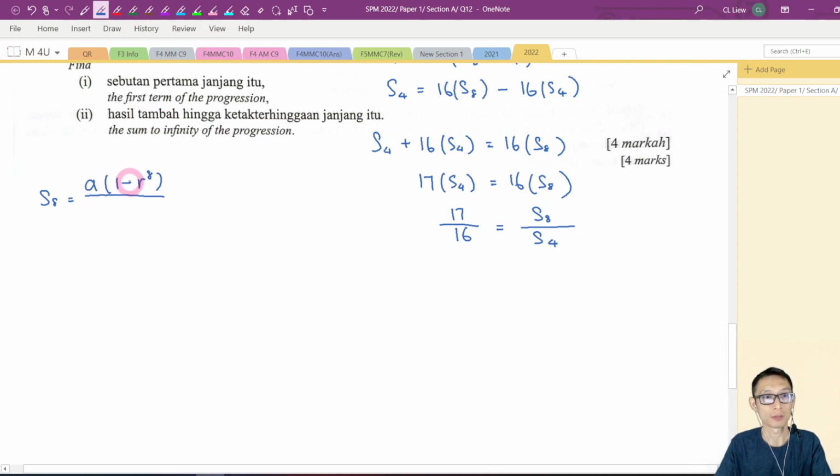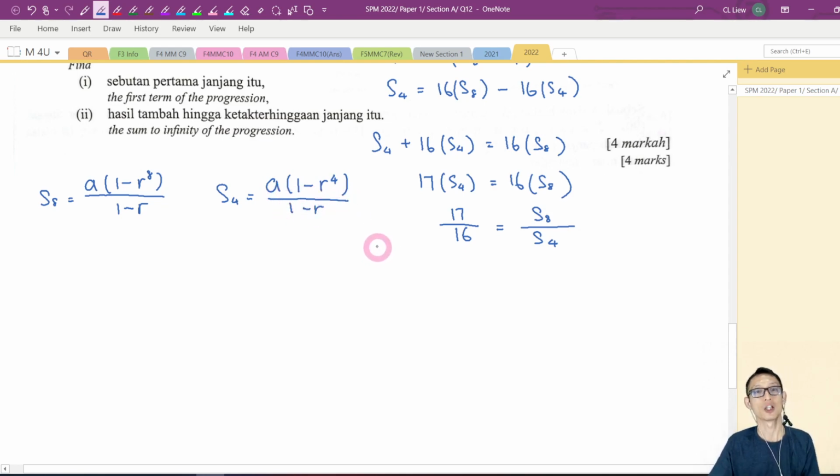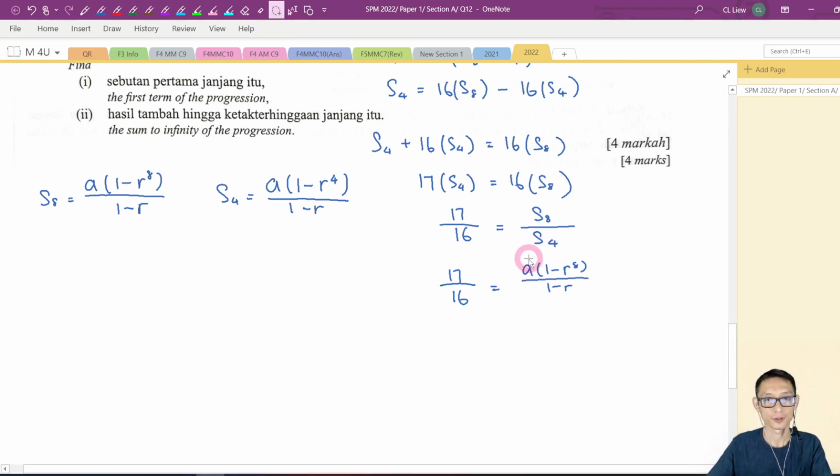A times 1 minus r to the power n, over 1 minus r. This is for sum to the 8th term. So how about sum to the 4th term? This is the same thing. 1 minus r to the power of 4, over 1 minus r. Okay, what I'm going to do now, I'm going to bring these two things inside here. So 17 divided by 16 is equal to this, which is this, over this whole thing.